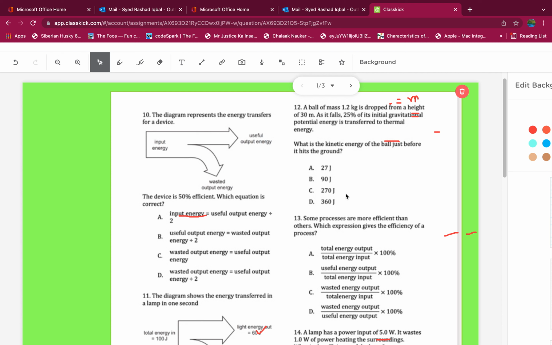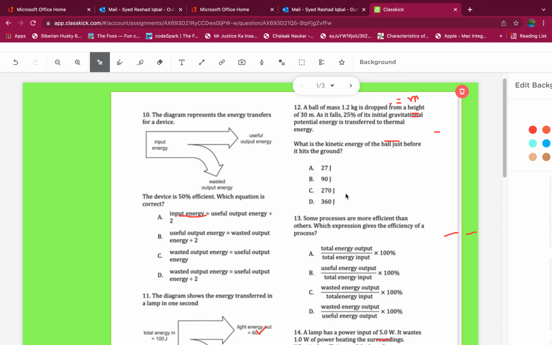Boys, if we look at daily life, you will see that there are a lot of examples of energy transfer. So in these practice questions, we will solve questions related to conservation of energy, the transfer of energy, and also something about efficiency. Okay. First of all, I will give you one example.